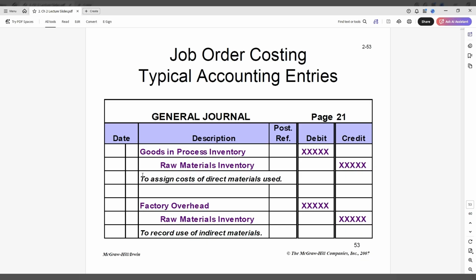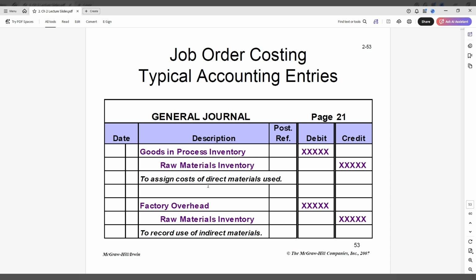Now, there's also a component in this raw materials that's indirect stuff. Like I said, the WD-40. So we can also reduce that raw materials inventory here with the credit and put some of that cost for those things that we used of those raw materials into factory overhead.